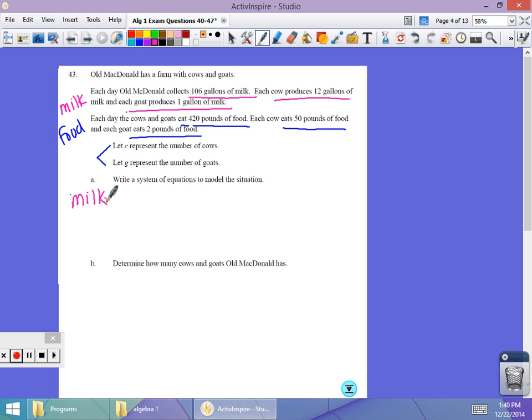For the milk constraint, it says that each cow produces 12 gallons of milk. That's going to be 12C. And then I'm adding the 1G for the goats, and that's for a total of 106 gallons. Then I have my food constraint. Cows eat 50 pounds of food and goats eat 2, and that's for a total of 420 pounds.